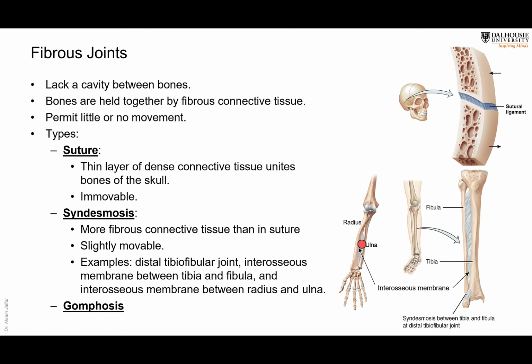Please do not mix this joint with the joints that are present here or here. These are the superior and inferior radioulnar joints, or proximal and distal radioulnar joints, and they are synovial joints, and they allow pronation and supination. So there is a wider range of mobility taking place. I'm talking only about this fibrous tissue here.